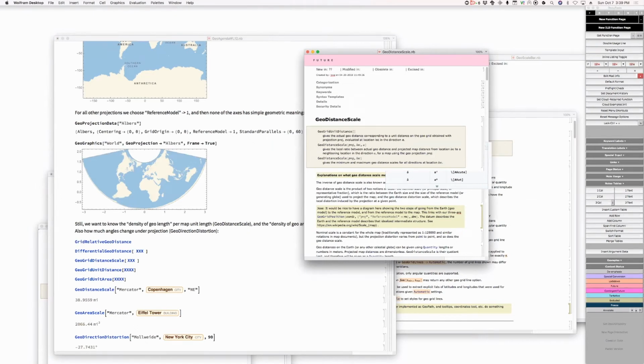How about something like this? The thing I'm missing here is either the word local or the word limit. Perhaps the limit gives the limit of, and then we keep everything. Because the actual geodistance corresponds to a unit distance on the... Yeah, I understand what you're saying. If we just say gives the limit of, it should work. Gives the limit of the actual geodistance.